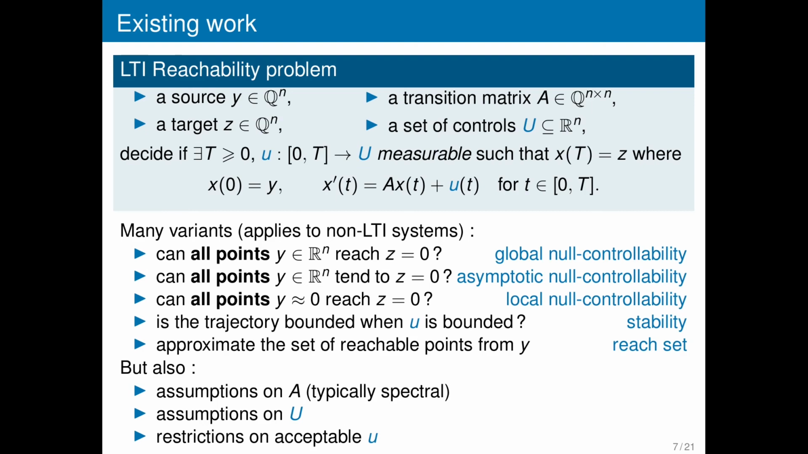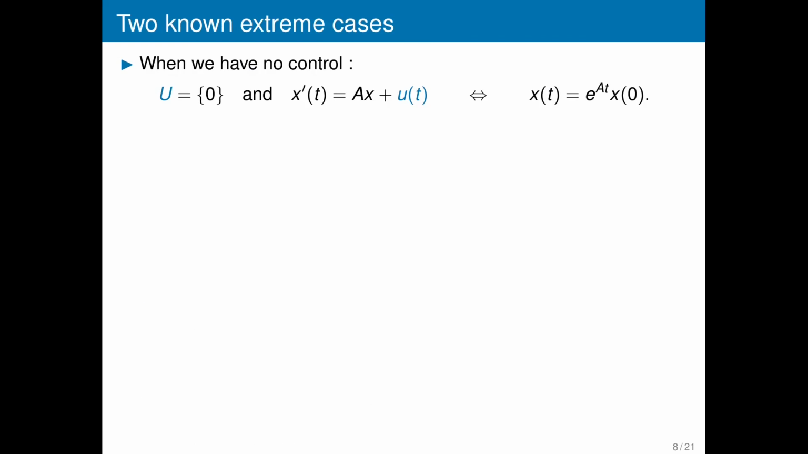Furthermore, we can make plenty of assumptions to simplify the problem. Generally, we'll make spectral assumptions on A, such as A being stable. We'll also make assumptions on U, as we will see in the coming slides. Finally, as we saw before, we can also make restrictions on the acceptable set of controls U, such as being piecewise polynomial. This means that there are lots of problems to look at, and indeed, the literature on the problem is very exhaustive. Let me have a look at two extreme cases that are known to be solvable.